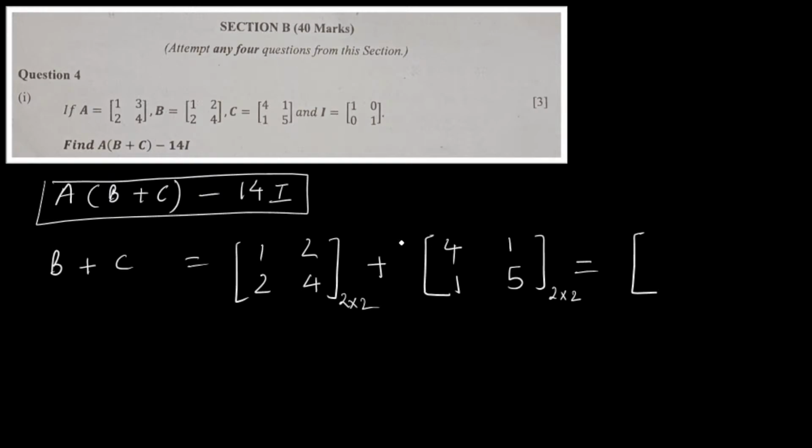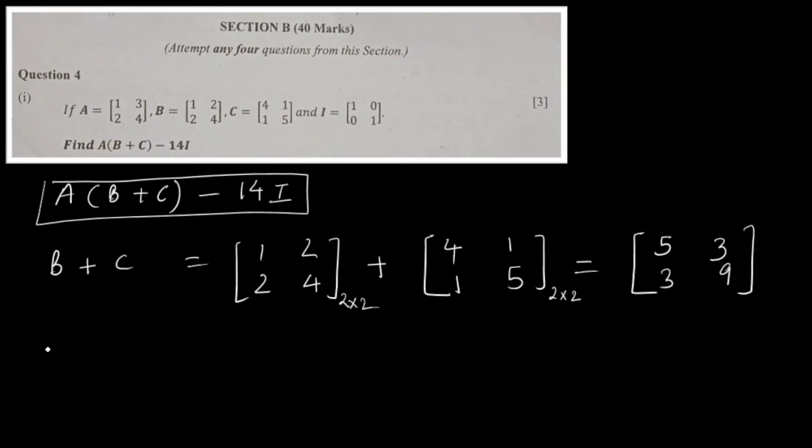So first elements of both we can add: 1 plus 4 is 5. Then the second element of the first row: 2 plus 1 is 3. Then the second row's first elements: 2 plus 1 again is 3. 4 plus 5 is 9. Let me check again: 1 plus 4 is 5, 2 plus 1 is 3, 2 plus 1 is 3, 5, 3, 3, 9. Okay, so it is correct. B plus C we have found.